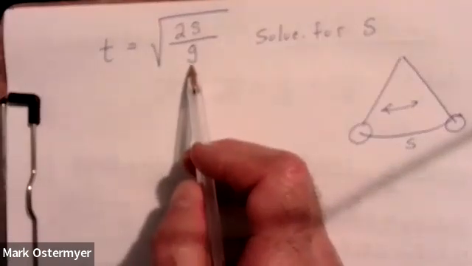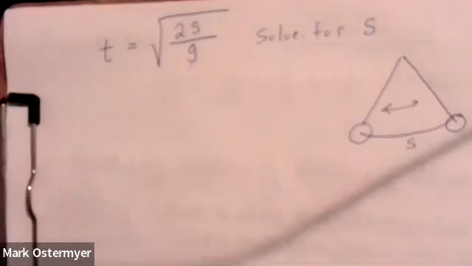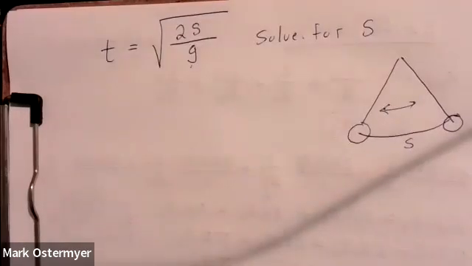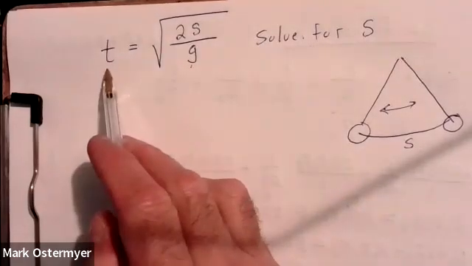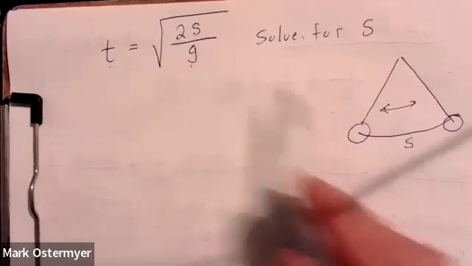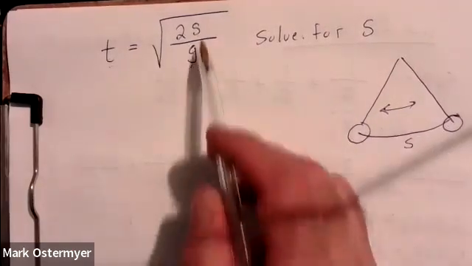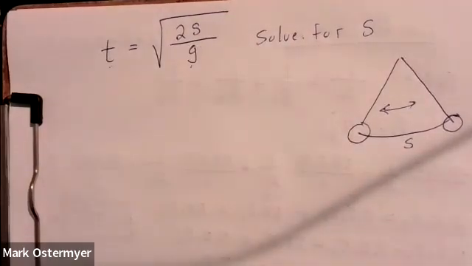And g is the acceleration of gravity. On Earth, it's 32 feet per second every second, or 9.8 meters per second every second. This formula solves for time t. We want to solve it for the arc length, the length of this arc that this pendulum bob sweeps out. All right, we want to solve it for s.